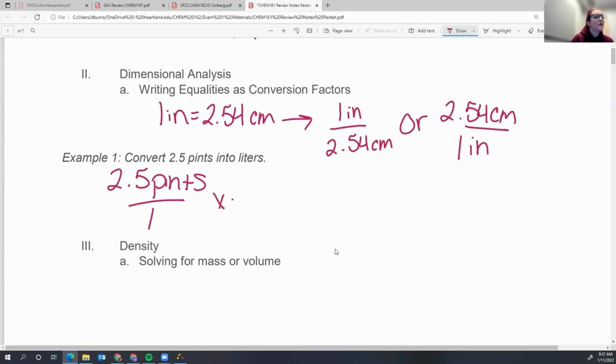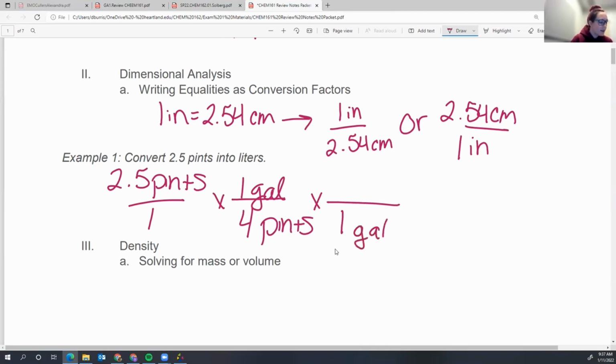Okay, so I know off the top of my head that there are a certain number of pints in a gallon, 4 pints, right? Pints in 1 gallon. Okay, and then I also know off the top of my head that 1 gallon is 3.785 liters. Now, no, you do not have to have those numbers memorized. I would give you the conversions if you need them.